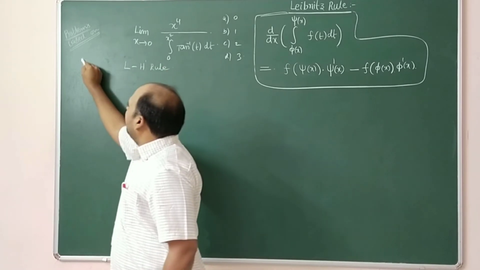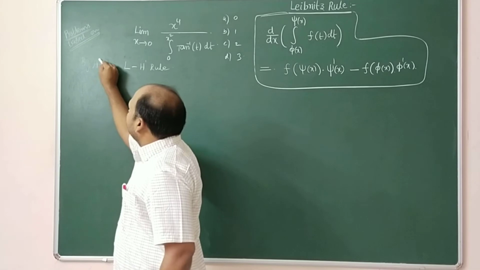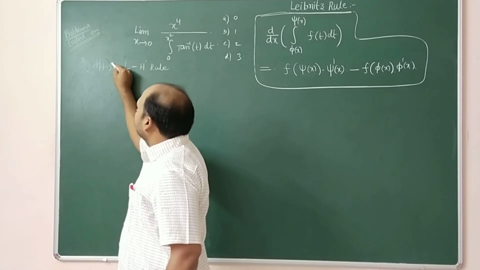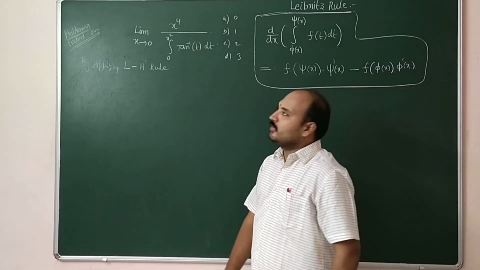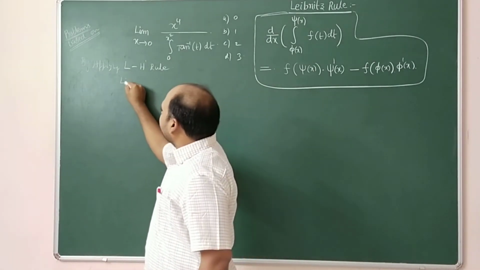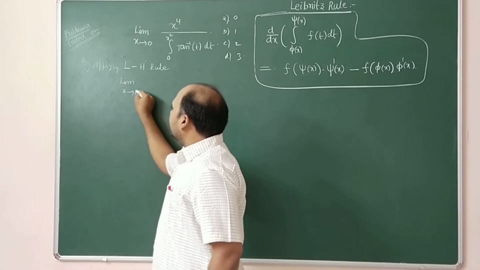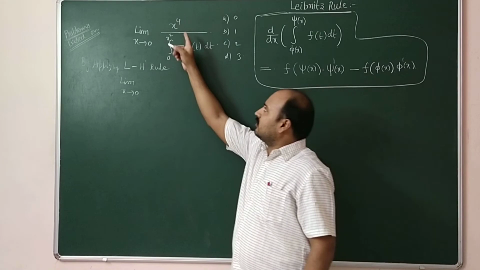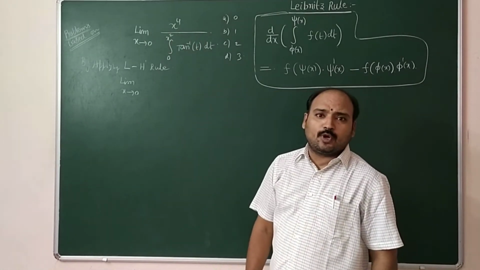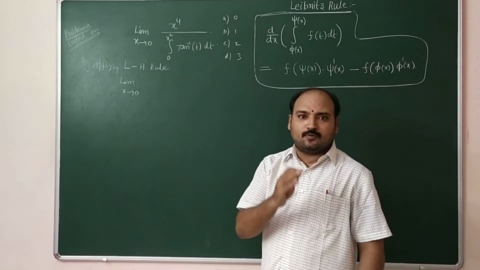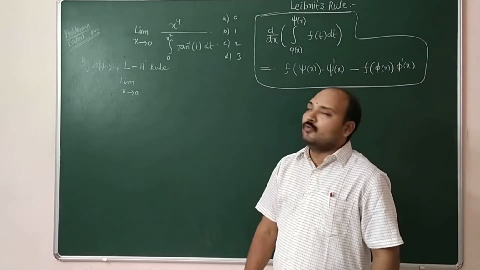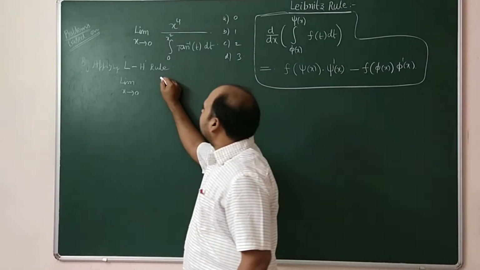By applying L'Hospital rule, limit x tends to 0. What is the derivative of x power 4? d by dx of x power 4 is 4 into x power 4 minus 1. So that means 4x cube.